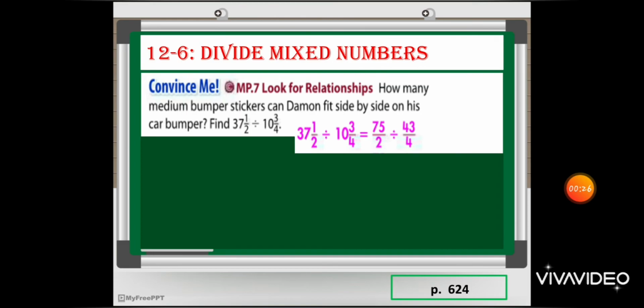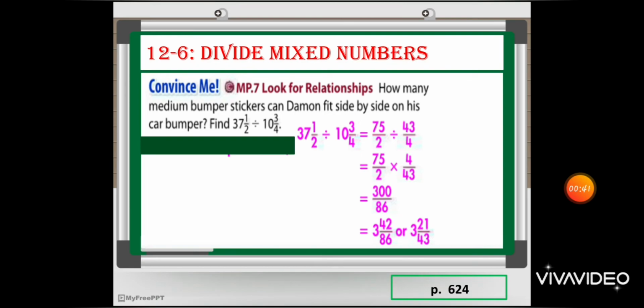Okay, first, we have to change the mixed numbers into improper fractions. Therefore, it will become 75/2 divided by 43/4. Then, change it to a multiplication equation: 75/2 times 4/43. The answer there will be 300/86.